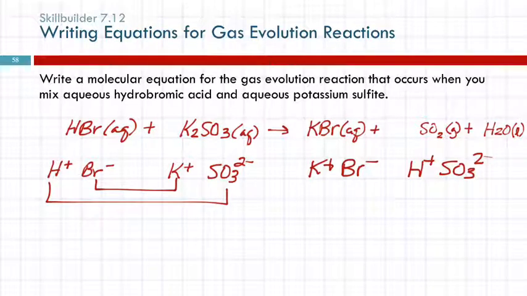And you've got to balance the stupid thing. 2 potassiums, so you need a 2 over here. And that gave me 2 bromines, so I need a 2 over here. See now the sulfite fell apart. It didn't stay together, so I can't balance this as a unit. But here's 1 sulfur and 1 sulfur. 2 hydrogens, 1 plus 2 is 3 oxygens, and 3 oxygens, so it's balanced.